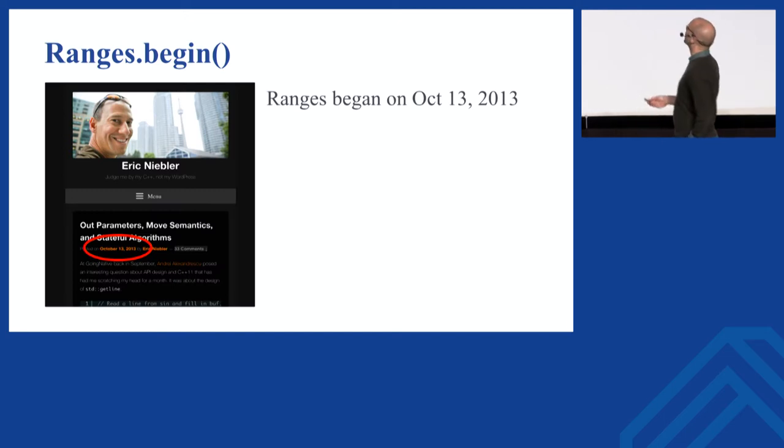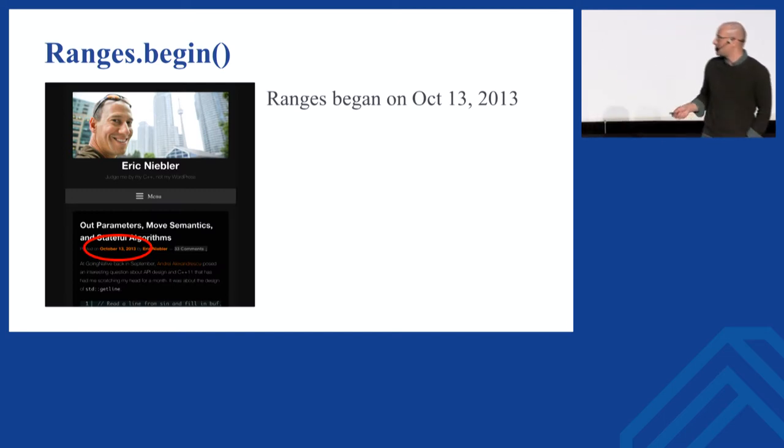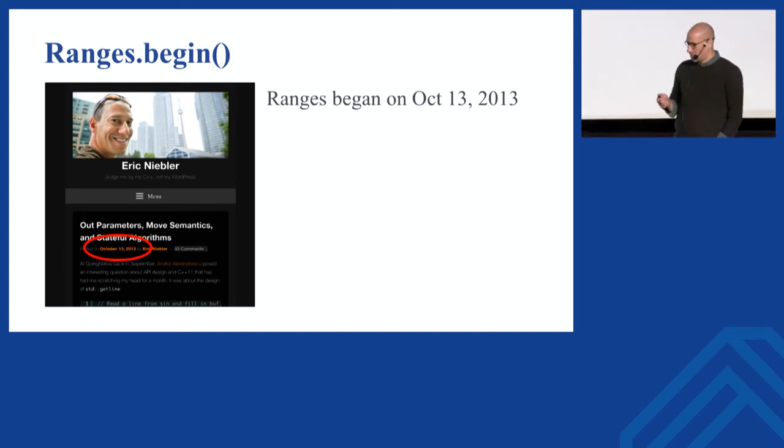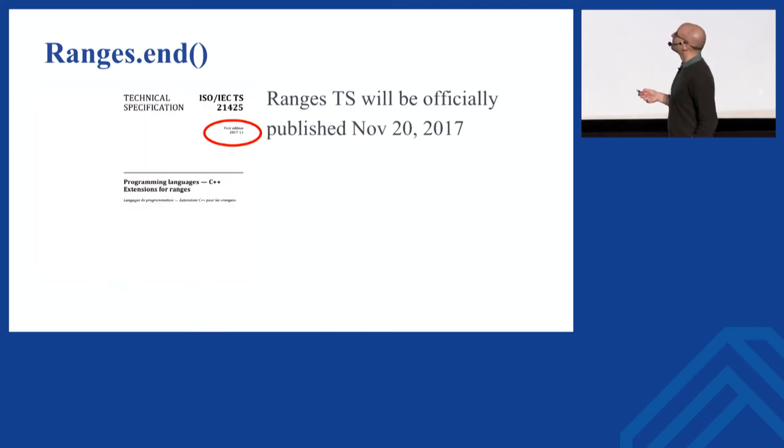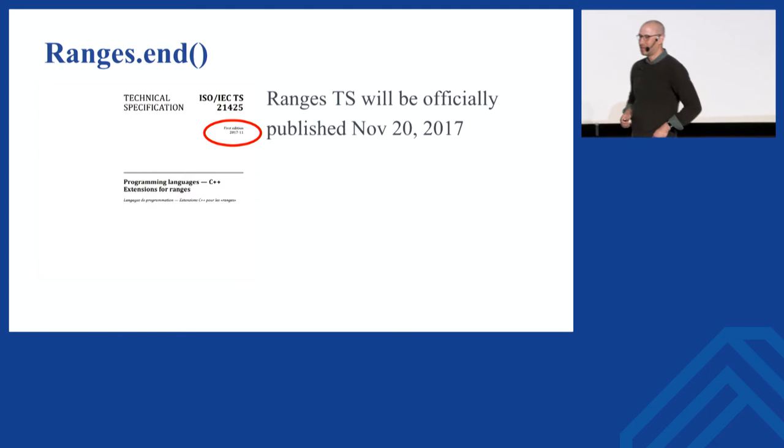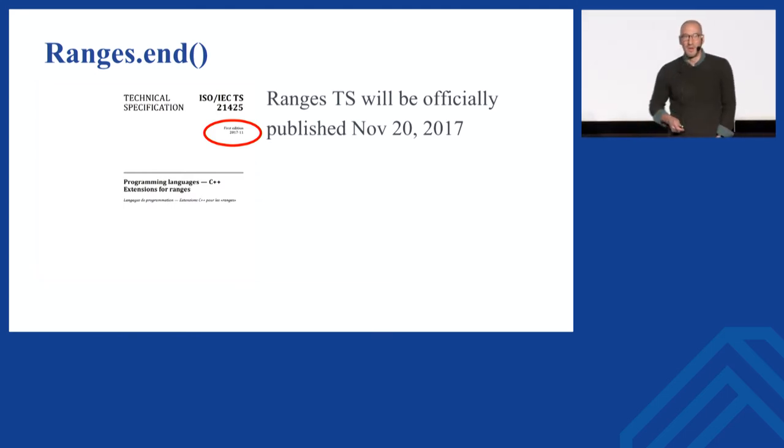This is when I started working on the Ranges technical specification, a blog post that I wrote on my website, October 13th, 2013. So that was the ranges.begin, right? And when does it end? You guys are the first to know. The Ranges technical specification will officially be published, I'm told, in less than a week, on November 20th, 2017. Very excited about that. So 4 years of my life spent getting this document out the door.